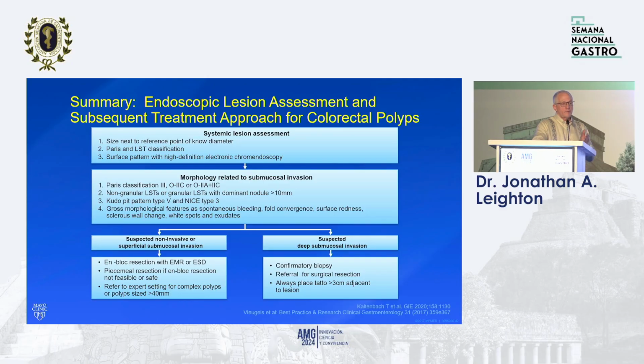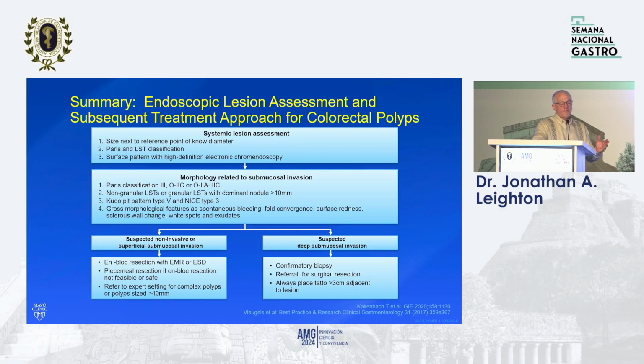So you're going to use the Paris classifications, and remember that the 2C and of course the 3 are related to advanced disease. The non-granular lateral spreading tumors are the ones, if they have a dominant nodule, that have a higher risk of cancer. Then you look at the Kudo pit pattern and the NICE classification. And you're specifically looking for morphologic features such as spontaneous bleeding, fold convergence, redness, sclerous wall changes, white spots, or exudates that might indicate submucosal invasion.